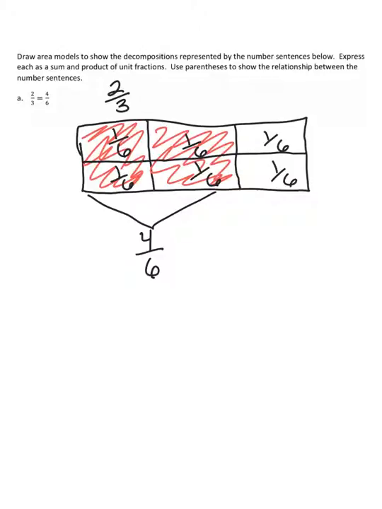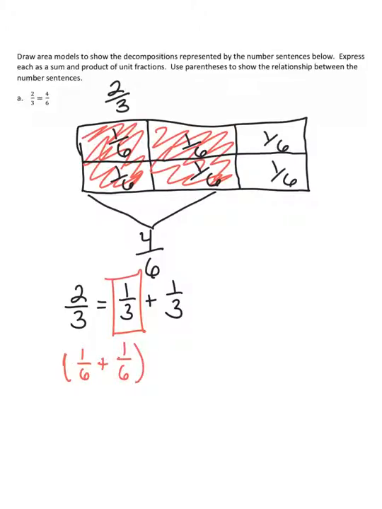Okay, so now let's decompose. We got 2/3, and 2/3 is equal to 1/3 plus 1/3. That shows 2/3. But each one of these thirds is going to now be broken down into 1/6. So this 1/3 is going to represent 1/6 plus 1/6, plus this 1/3 is going to equal 1/6 plus 1/6.